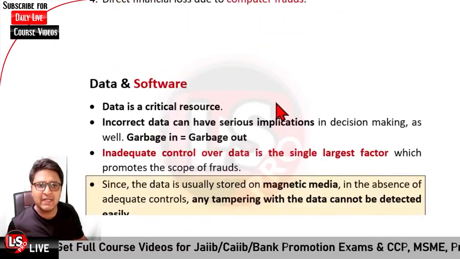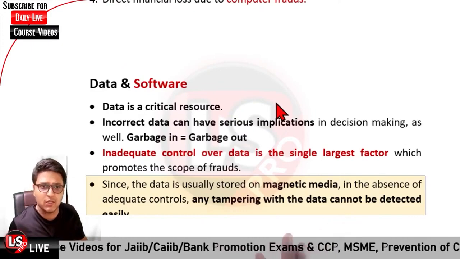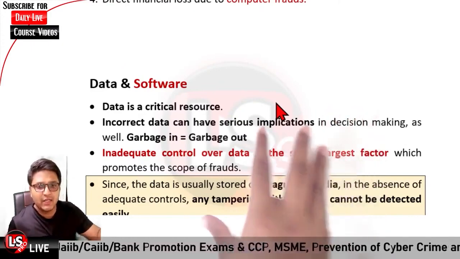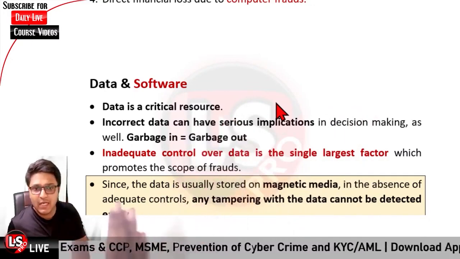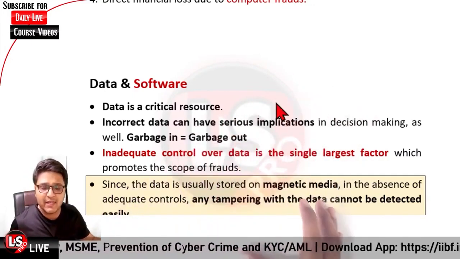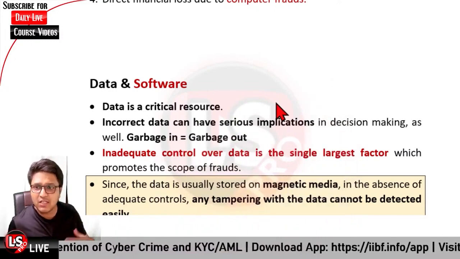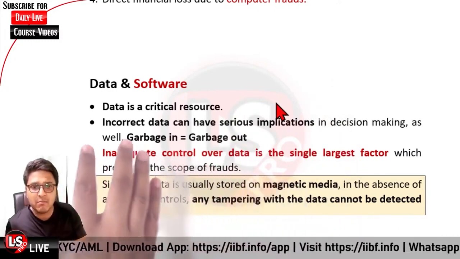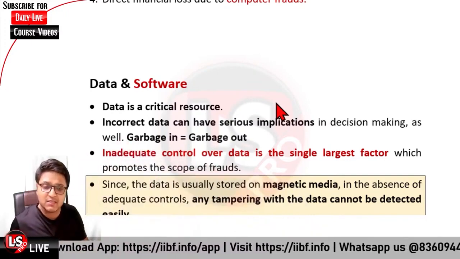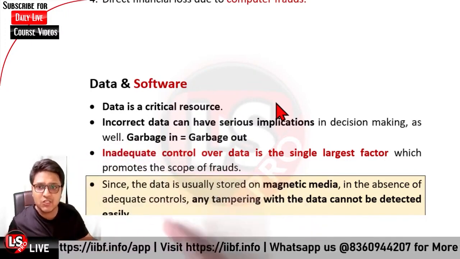And further it is regarding the data and software. Data is a critical resource whenever we are dealing with information technology, because depending upon this data we are providing services to our customers. It is only the data. Likewise, a customer's account that is maintained in the bank is only the data maintained in the database, and that database is updated whenever a transaction is performed.